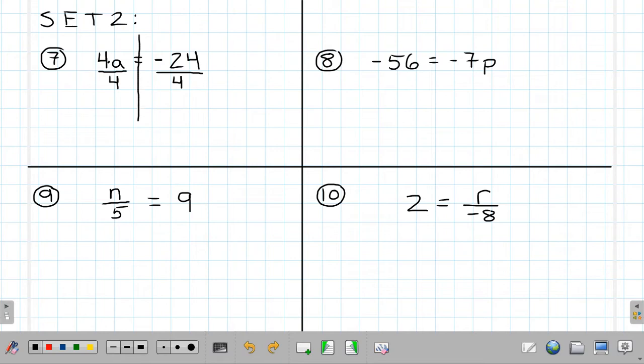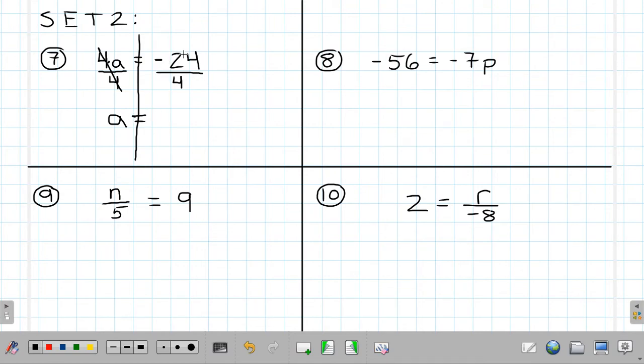A little too far there. We get the 4's cancel out, but in this case they cancel out in a little bit different of a way. If we do 4 divided by 4, that gives us 1a. So they cancel out in that they give us a coefficient of 1 here, meaning we just have a.